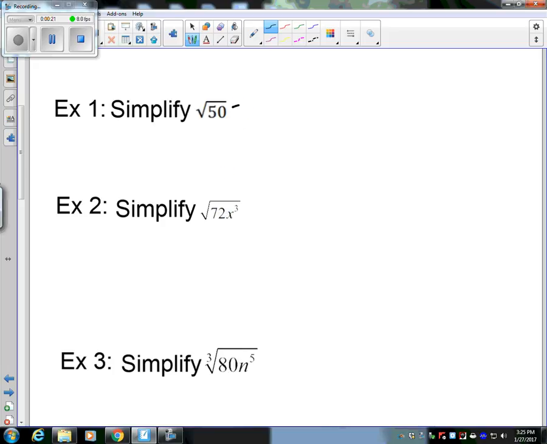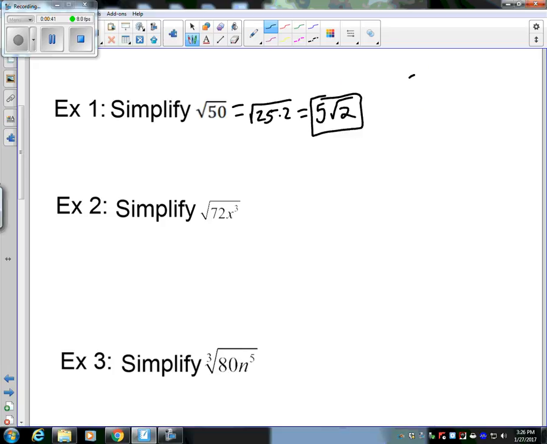The one way is to figure out what perfect square divides into 50 evenly. So you'd think 25 is a perfect square, and that's times 2. And the square root of 25 is 5. Square root of 2 left over, so it's 5 square root of 2.